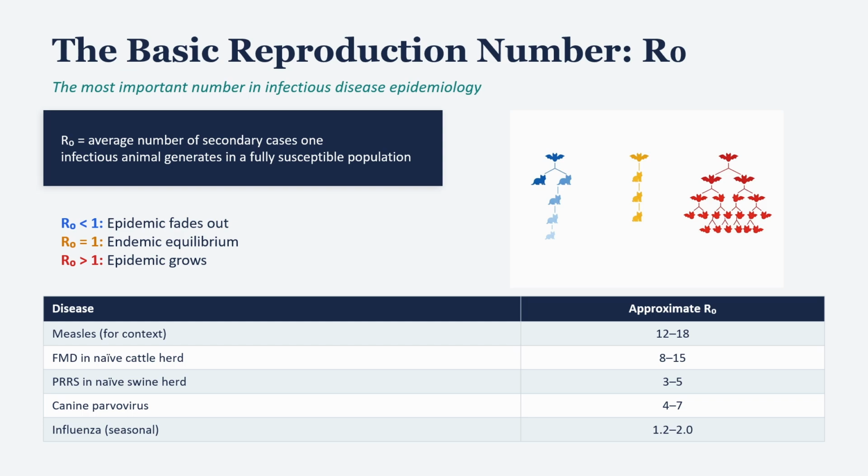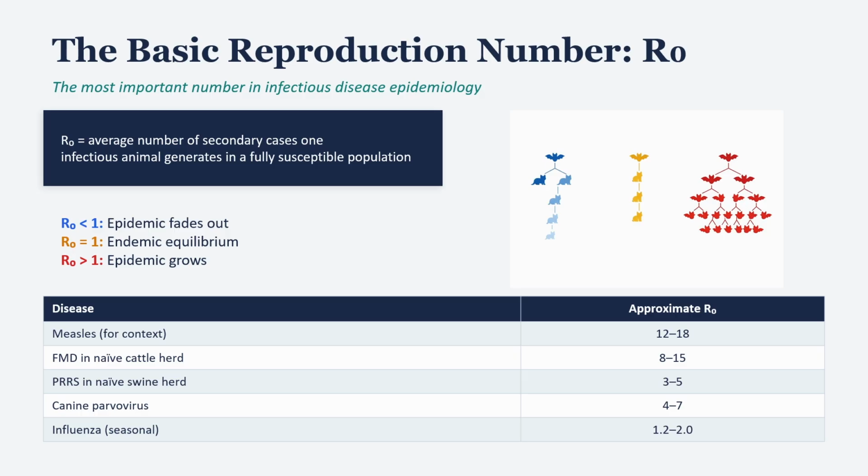R0 is the basic reproduction number, and it is arguably the most important single number in infectious disease epidemiology. It tells you the average number of new cases one infectious animal would generate during its entire infectious period in a population where every animal is susceptible.